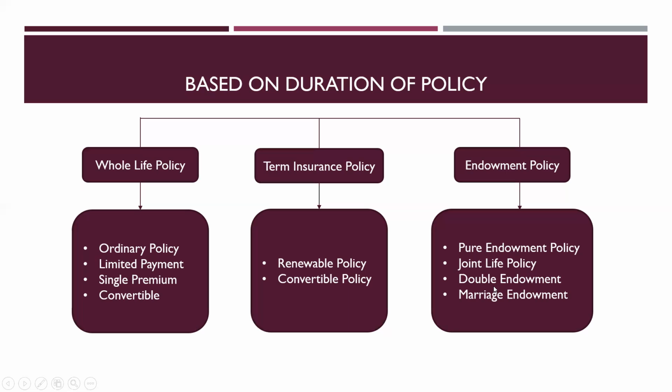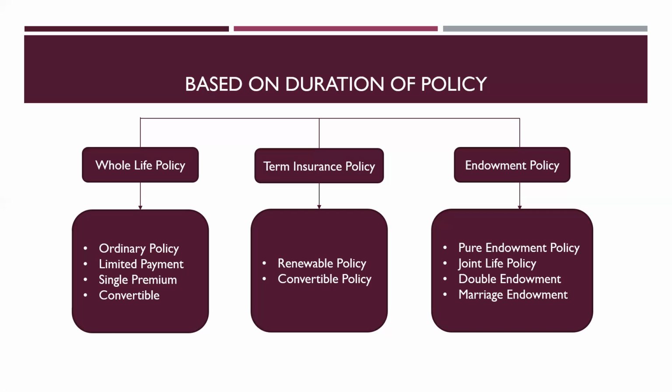So what is pure endowment policy? In this policy, the insurance company agrees to pay the assured or his nominees a specified sum of money on his death or on the maturity of the policy, whichever is earlier. They will get the amount either on the death of that particular person, or once the policy matures or the period for which the policy has been taken is completed. At the end of that period also, the money will be returned back to you.